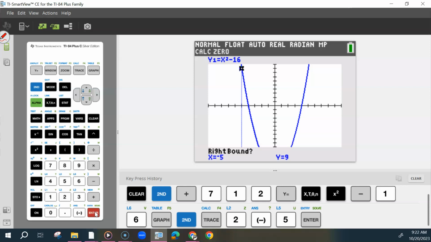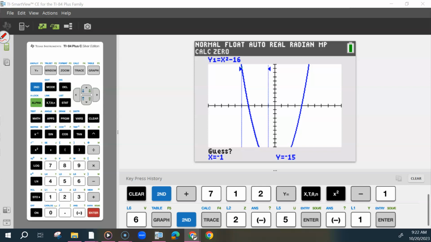So I need another number in between here that doesn't go past this one. So some number to the right of this, but that doesn't go past this. Someone give me a number in between here. Sure. I'm going to type in -1 and hit enter. Now I have 2 lines. It's going to tell me it's looking in between those 2 places for my x-intercept.